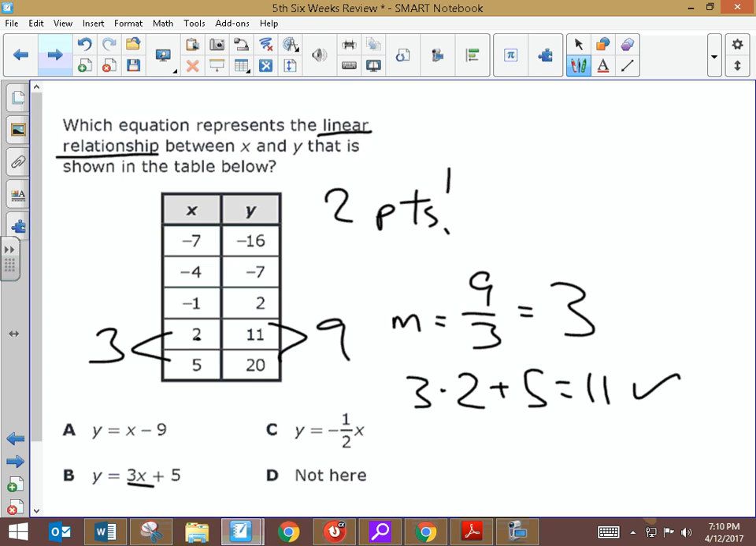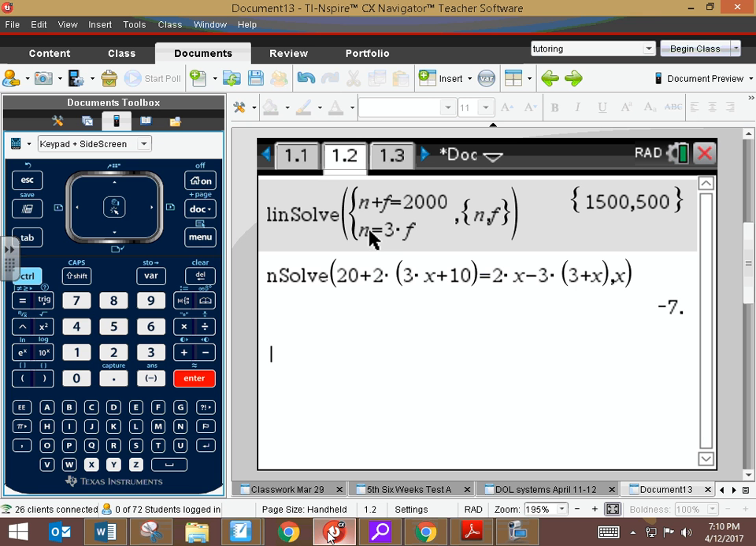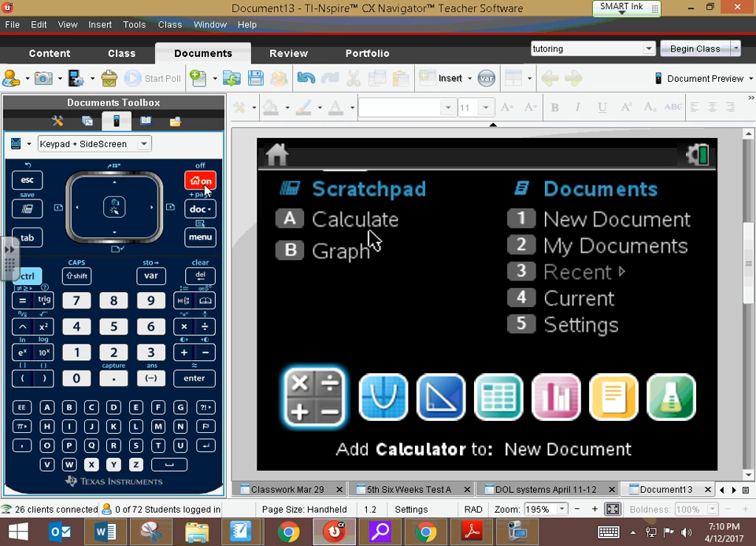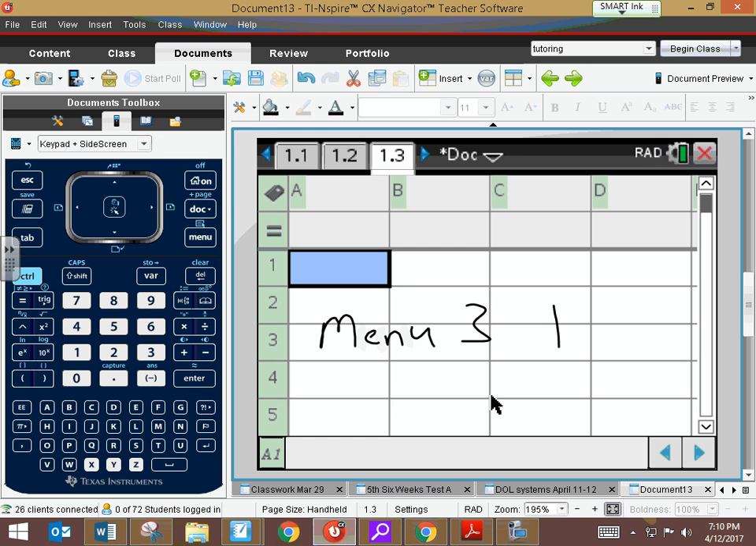Times 2 plus 5 is equal to 11. That checks. And what about 3 times 5 plus 5? Is that equal to 20? That checks. So that works out. Another way you could have done this is put it in the calculator. Go onto the home screen, list and spreadsheets.